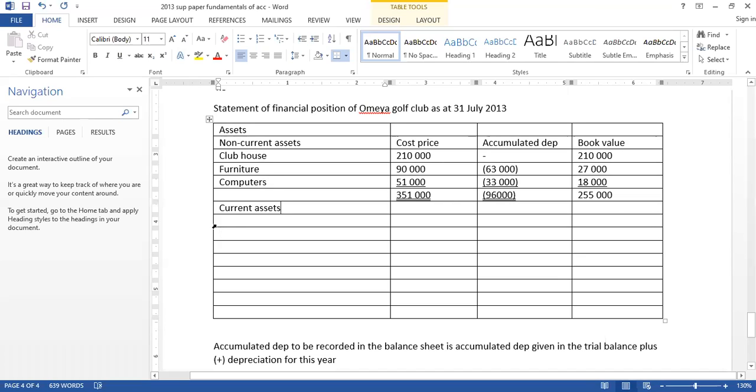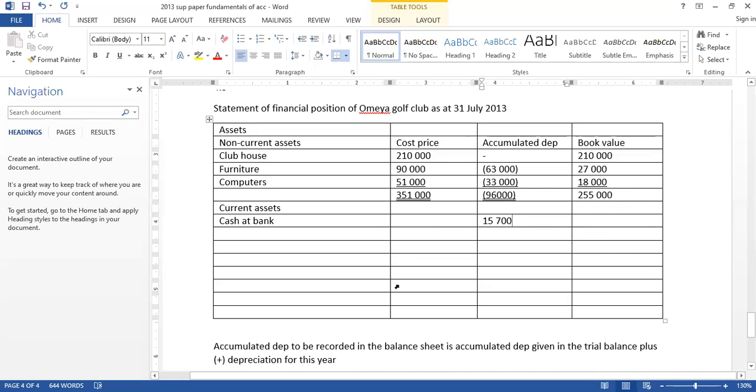Okay, so what current assets do we have? Looking at the information given, we have cash at bank. Now the amount of cash at bank was how much? 15,700. So we record our amounts.